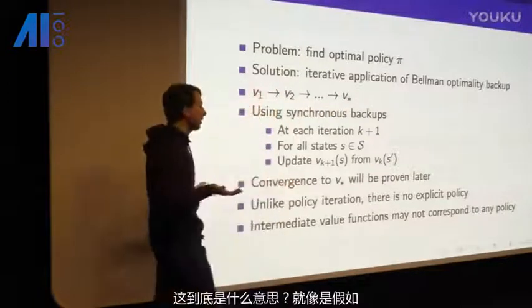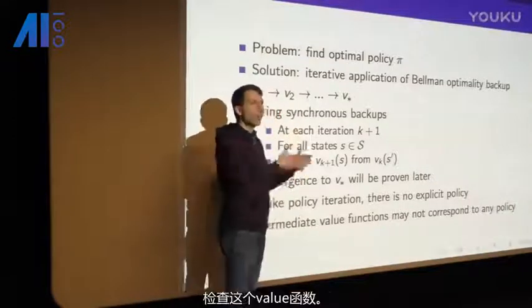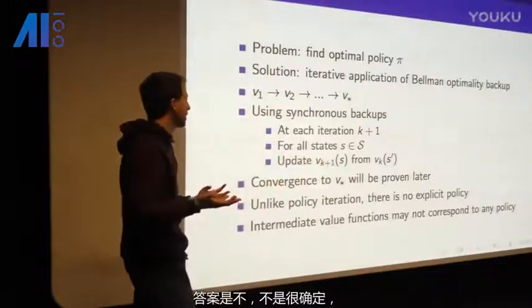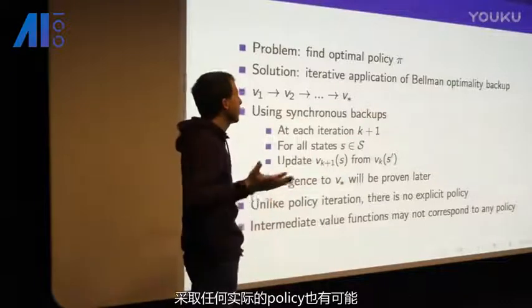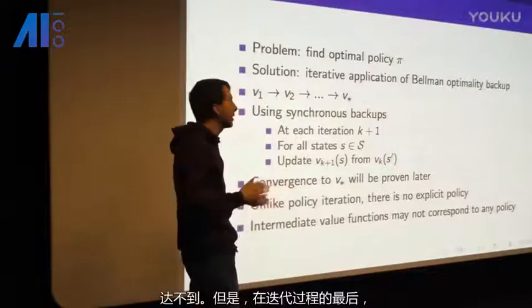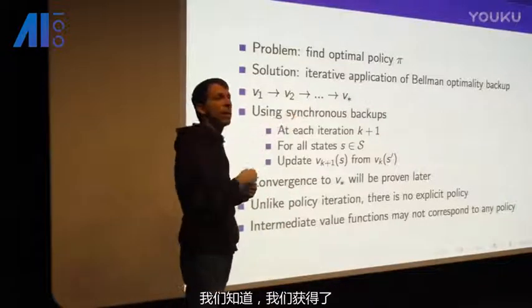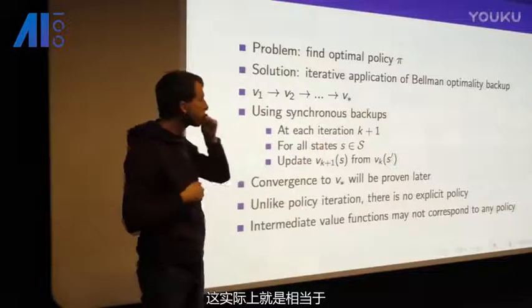And you might ask the question, well, what does it mean? If you just stop this algorithm here and look at the value function, does that correspond to any meaningful value function? And the answer is no, not necessarily. It might not be the value for any real policy. It might not be achievable by any actual policy. But at the end of this process, we know that we really have the value function for the optimal policy.